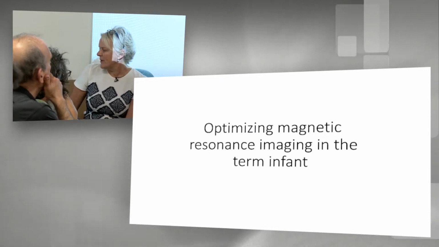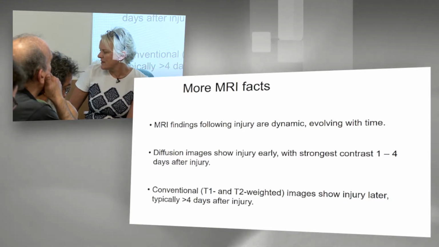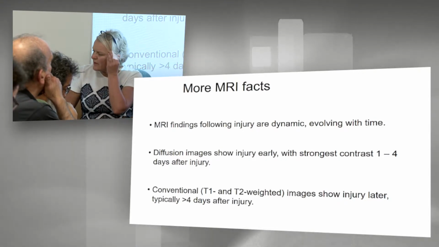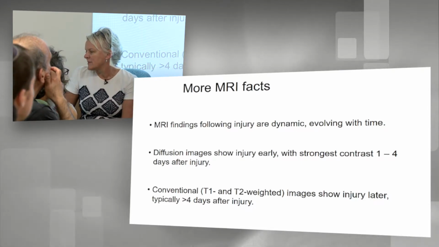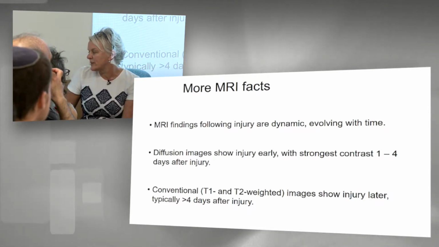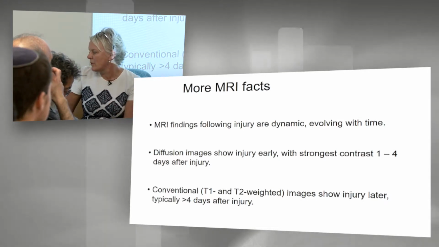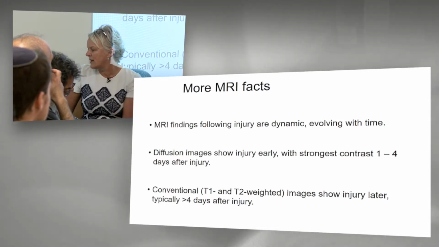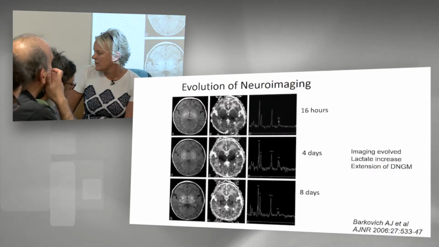I did want to make the point that optimizing MRI scanning is really important, and you should know, as you do, I'm sure, that MRI findings following injury are dynamic, and that diffusion will show us the injury early with the strongest contrast probably between day 1 and 4, whereas the conventional images need a longer timeline to evolve. And this is also changing in the setting of cooling.